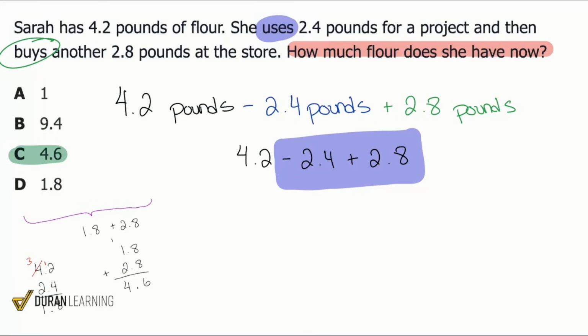So that result will be positive. The bigger number is positive, so we'll leave it positive. This is what we do when we're adding and subtracting with integers or negatives. So look at how easy this is now.